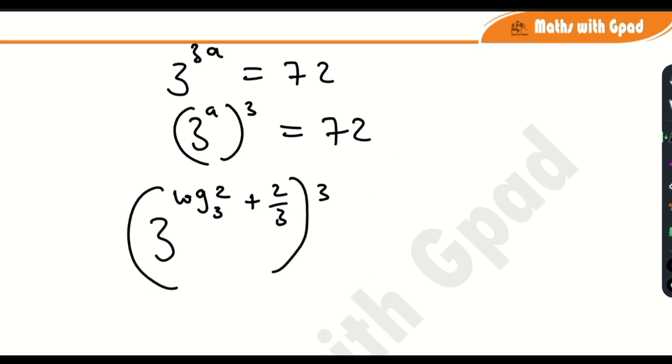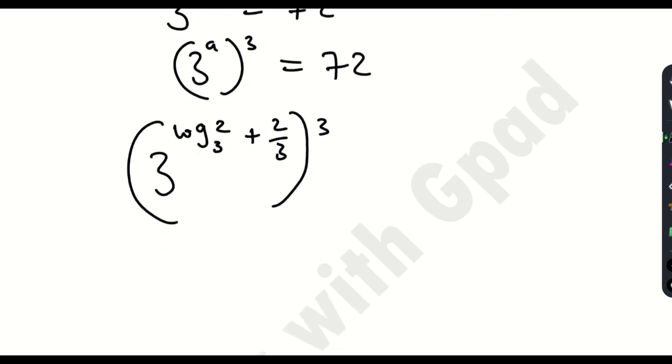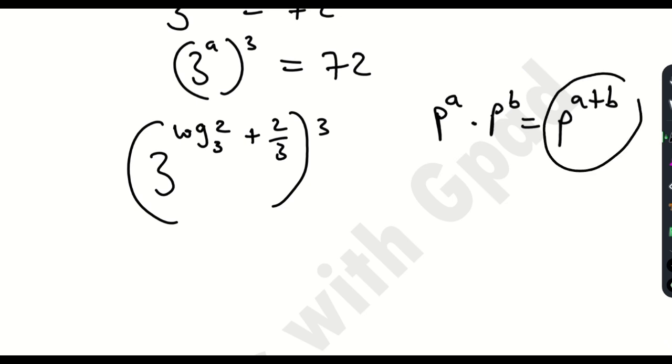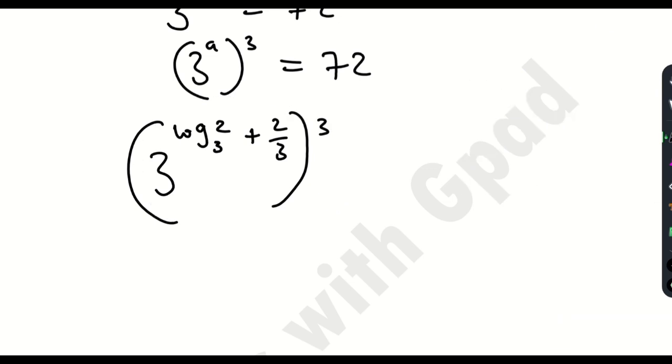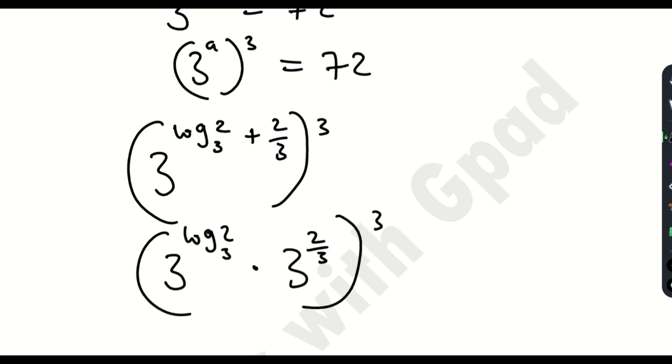Okay, let's do that. Now watch this. From one of the laws of indices, which I've already applied before, if you have p raised to the power a times p raised to the power b, because they have a common base, this will be expressed as p raised to the power a plus b. So as you can see, what I have in the bracket is of this form, but I want to take it to this other form. Here now, watch this. So this is going to be 3 raised to the power log 2 base 3 times 3 raised to the power 2 over 3. Remember, all raised to the power what? 3. Beautiful.